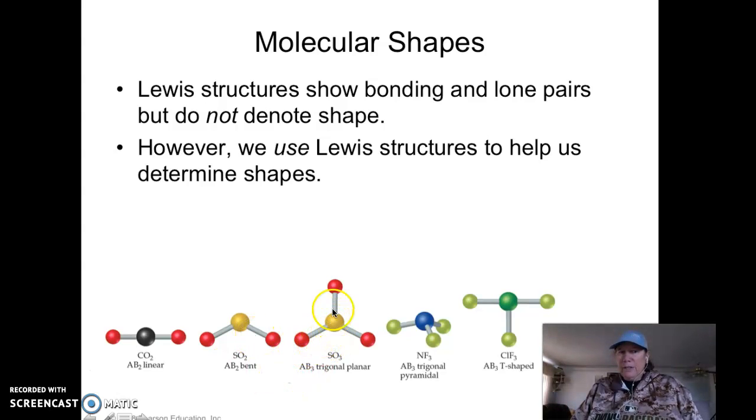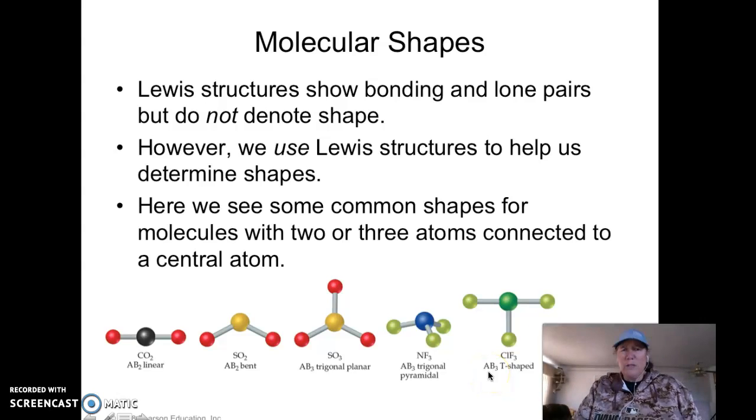Okay, here you have one central and three bonded to it. They all spread out evenly, and that's called trigonal planar. Here you actually have a lone pair right here with nitrogen, and it squishes them closer together. So they're not trigonal planar, they're trigonal pyramidal. And then I don't have a tetrahedral on here, but I'll show you that one here.